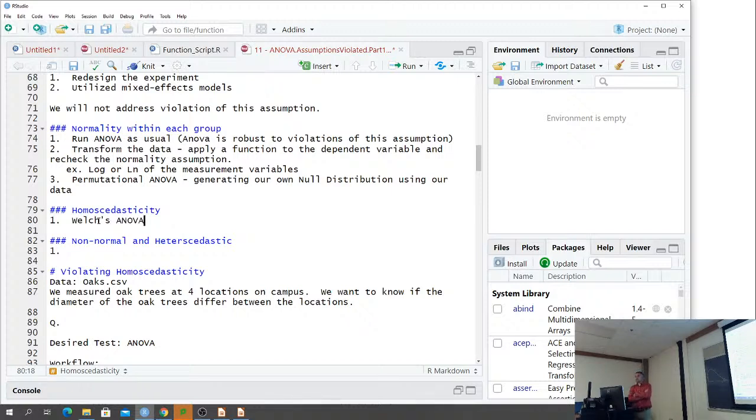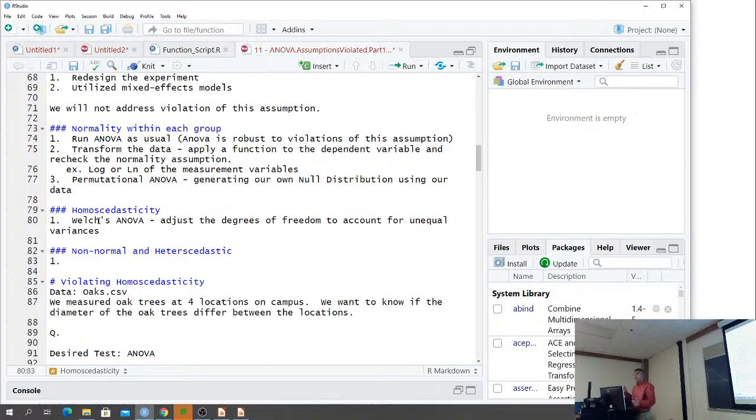my recommendation is just go ahead and always run Welch's ANOVA. And Welch's ANOVA is your standard ANOVA, but it adjusts the degrees of freedom to account for the unequal variances.